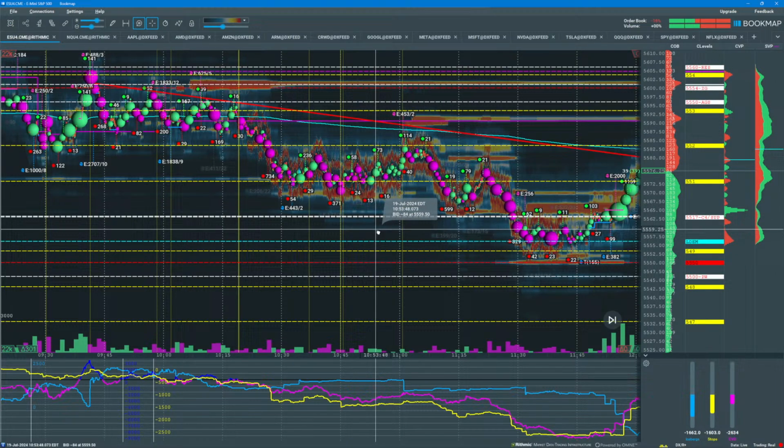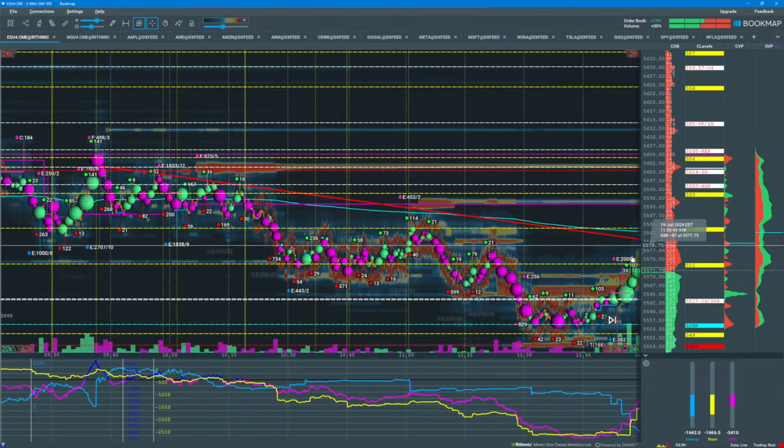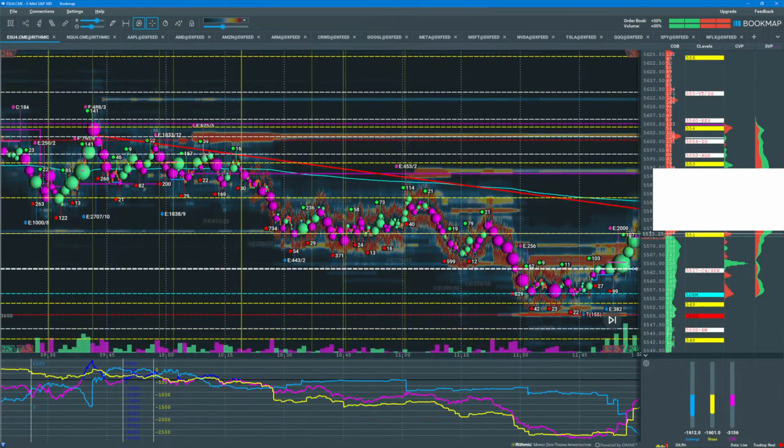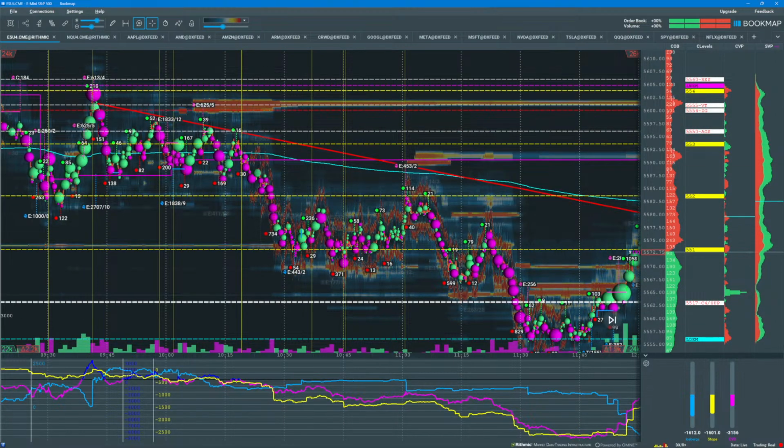The morning session. So here's the point where traders stopped buying calls, took their foot off the gas, started buying puts. The volume dots in Bookmap show market buy minus sell. Green volume dots indicate more buyers than sellers. Magenta dots indicate more sellers than buyers.